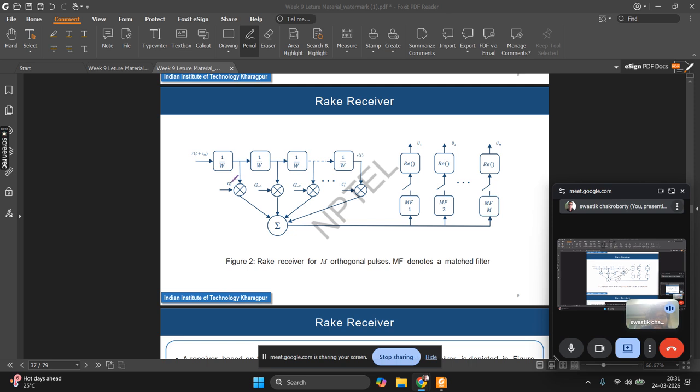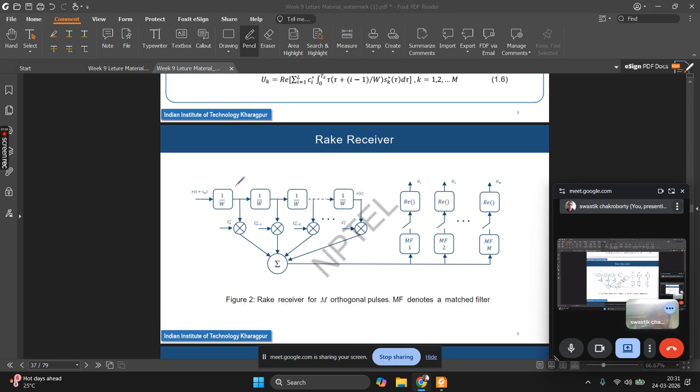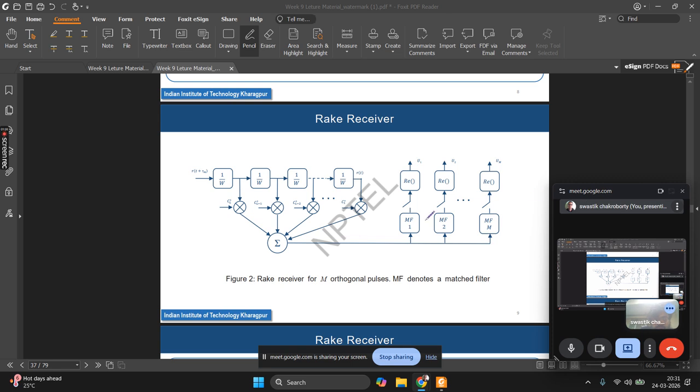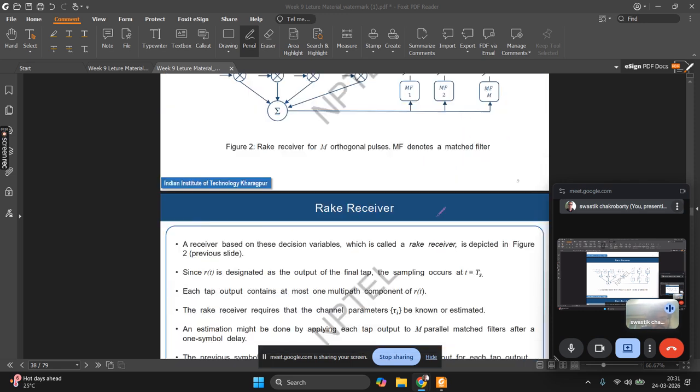So this is the receiver. It takes the signal pulses one by one and all of them will have a particular delay. Each delayed signal is processed together, their weights are given, and they are combined together in the rake receiver. So basically you have matched filter detection for all the paths.